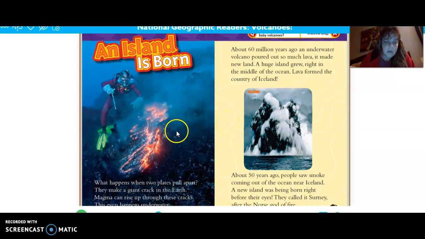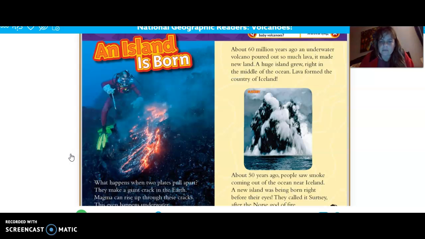An island is born. What happens when two plates pull apart? Okay, so maybe this is where it's going to talk about volcanoes. They make a giant crack in the earth. Magma can rise up through these cracks. This even happens underwater. About 60 million years ago, an underwater volcano poured out so much lava it made new land. Ooh, sounds like cause and effect there, doesn't it? A huge island grew right in the middle of the ocean. Lava formed the country of Iceland.